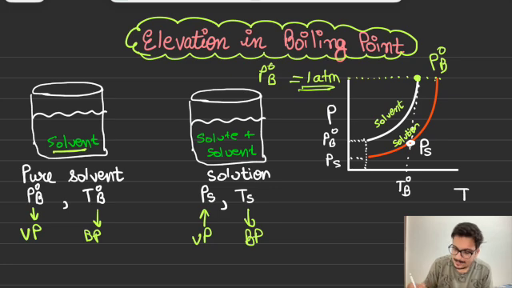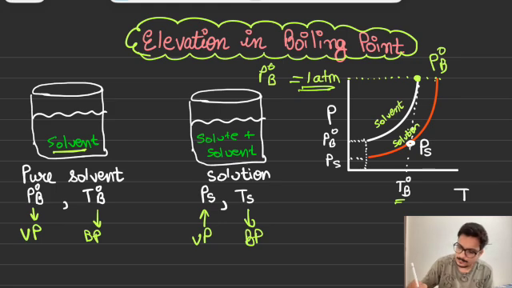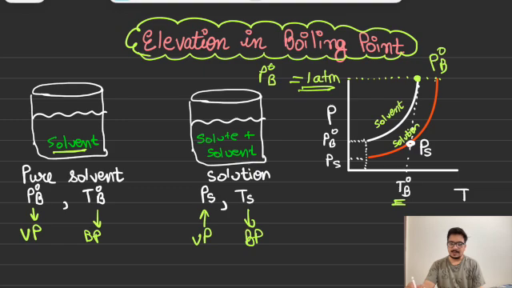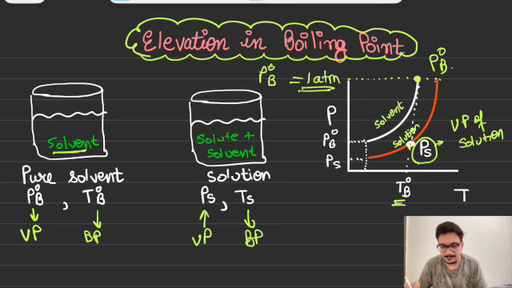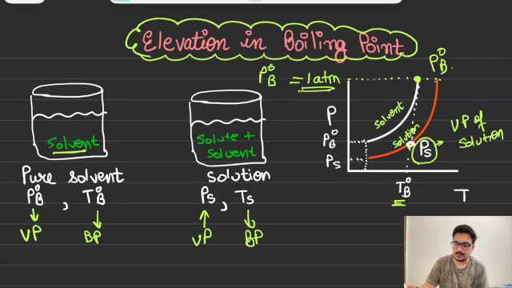Okay. So let's suppose T naught B is the temperature when the solvent vapor pressure becomes equal to P naught B, which is 1 atm. But we can see that at T naught B temperature, the pressure of the solvent is P naught B, but the solution does not have the same pressure. Its pressure is Ps. This is the vapor pressure of the solution. It means we need to heat it more so that we can get pressure equal to P naught B.